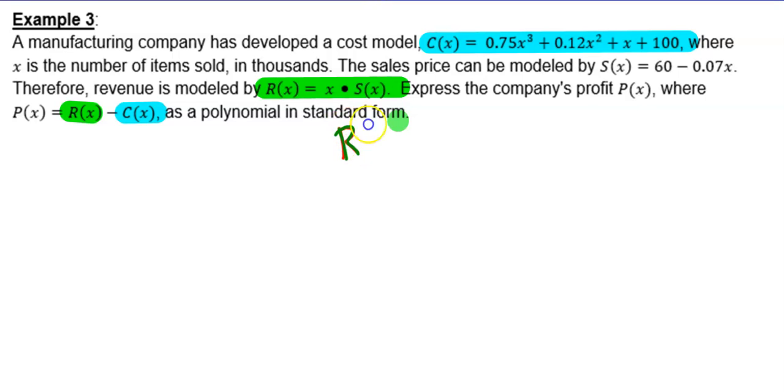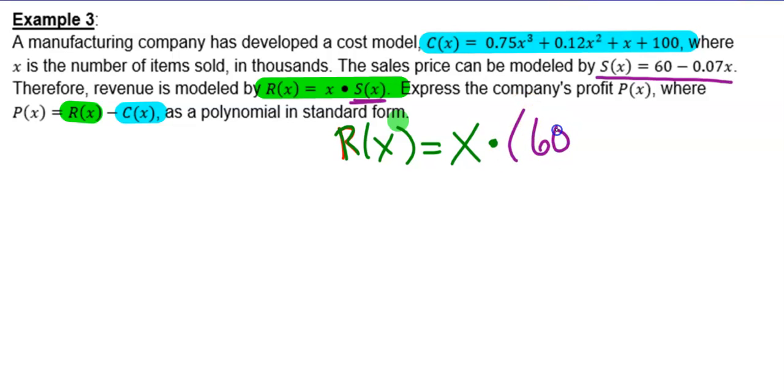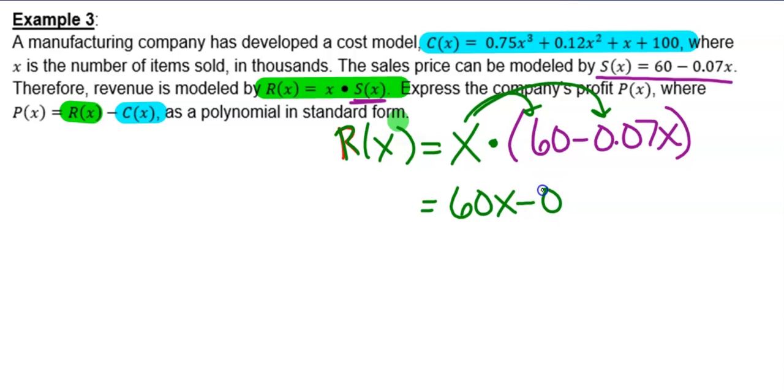Apologize, I'm going to use green. R of x is equal to the x times the S function. All right, so where's the S function? The S function is right here. It's 60 minus 0.07x. All right, multiplying those two together, I get to distribute. I get 60x minus 0.07x squared. So that's my R function.